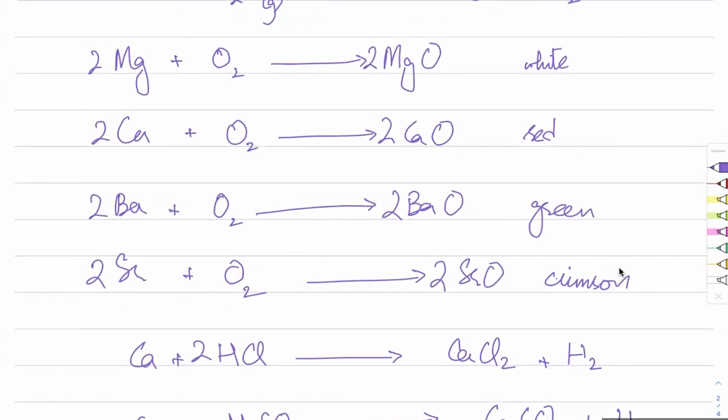With oxygen, they burn and they burn with a brighter flame. And as you go down the group, the colors are going to change. So white, red, green, and crimson are the colors for magnesium, calcium, barium, and strontium. You need to remember the color for magnesium and calcium.